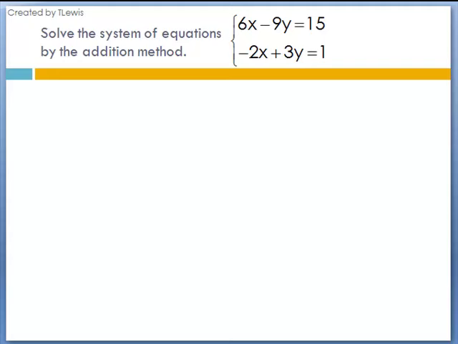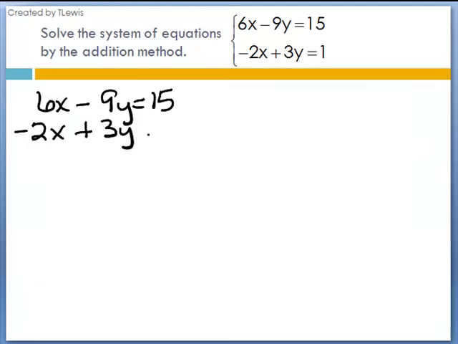Alright, so using the addition method, which is also called the elimination method, it says here, write the equations one under the other so that the like terms are aligned. So let's go ahead and write the equation. I'm going to rewrite both equations. And then it says we're going to eliminate one variable, get rid of that.